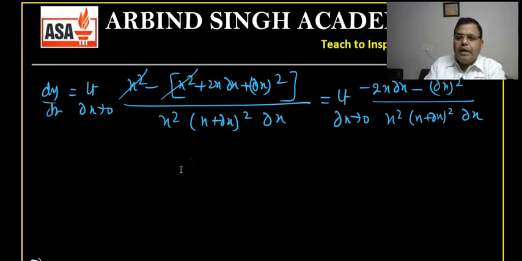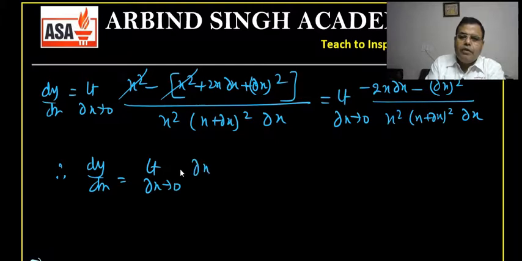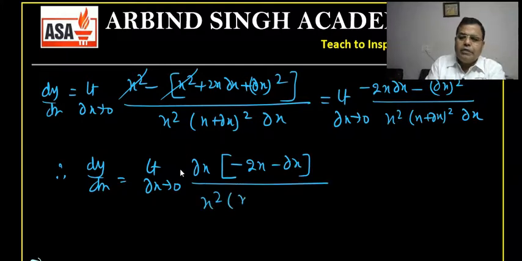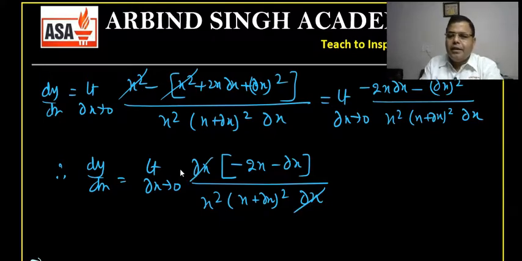Now if I take delta x common from the numerator, what will happen? Then dy by dx is equal to limit delta x tends to 0. If I take delta x common, it will be minus 2x minus delta x whole divided by x square into x plus delta x whole square into delta x. This delta x cancels.